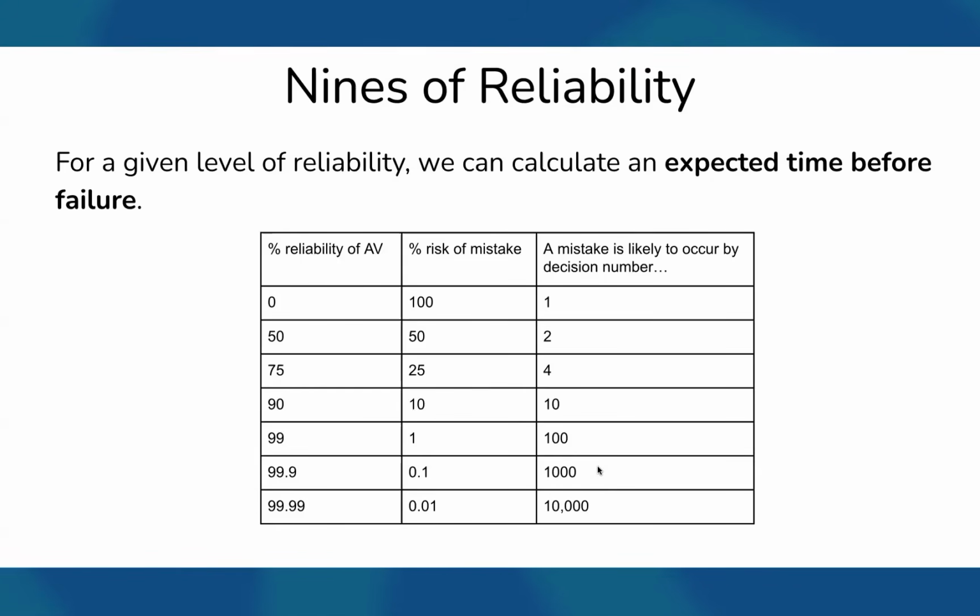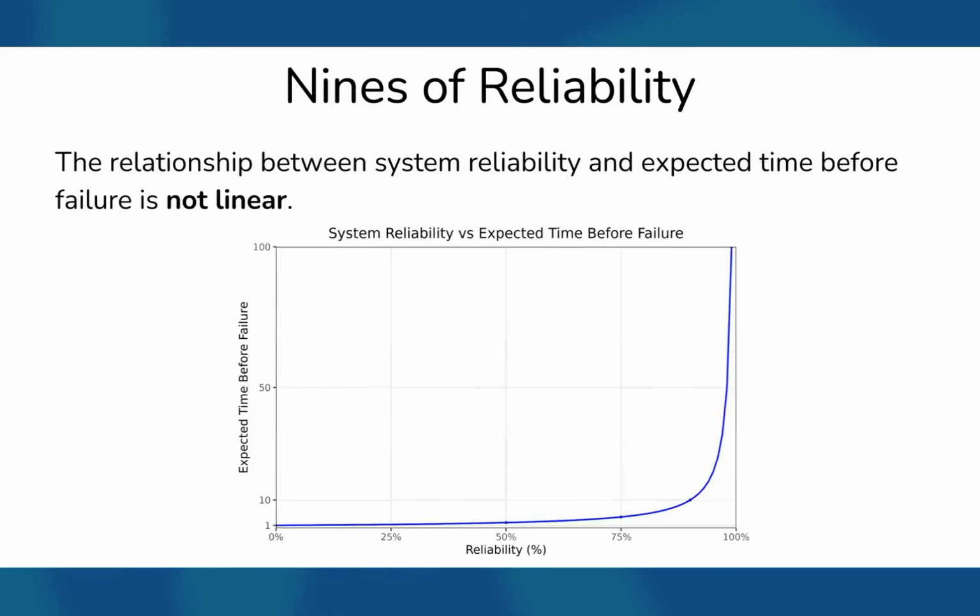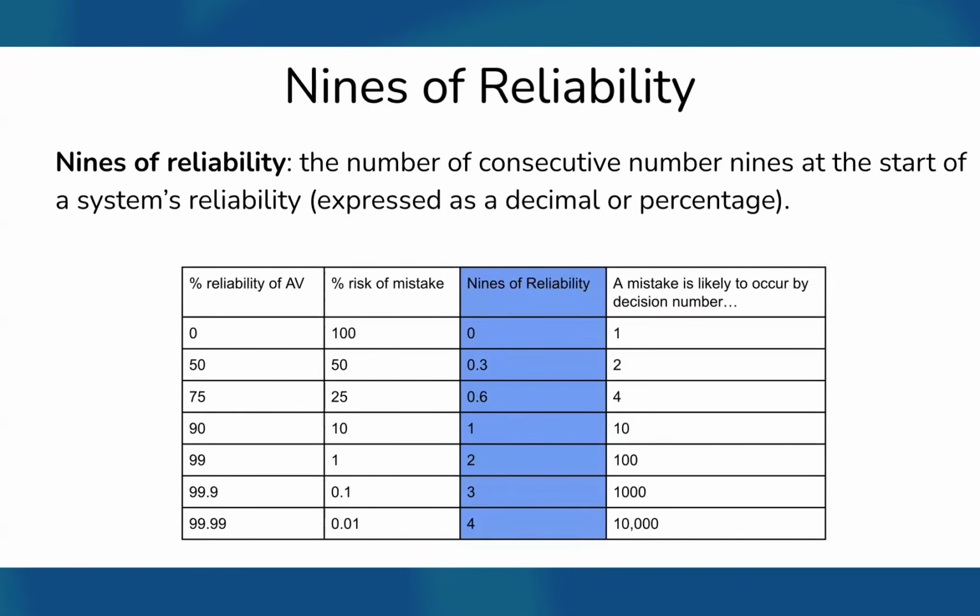So the relationship between system reliability and the expected time before failure is not linear. This is to say that it's not that helpful to think of reliability linearly in terms of percentages. Instead, it's more useful to think about reliability in terms of its nines of reliability. So when it's 50% reliable, there are 0.3 nines of reliability. What does that mean? Well, let's just look at more examples. When there's 90% reliability, there's 1 nine of reliability. When there's 99% reliability, there's 2 nines of reliability. When it's 99.9% reliable, then there are 3 nines of reliability, and so on.